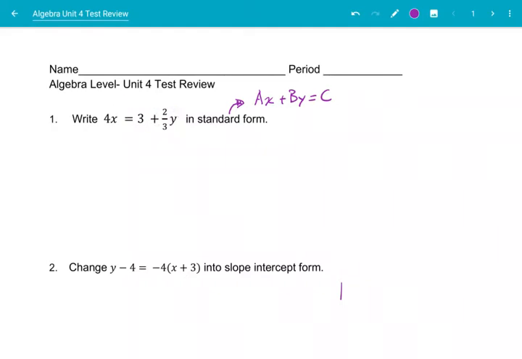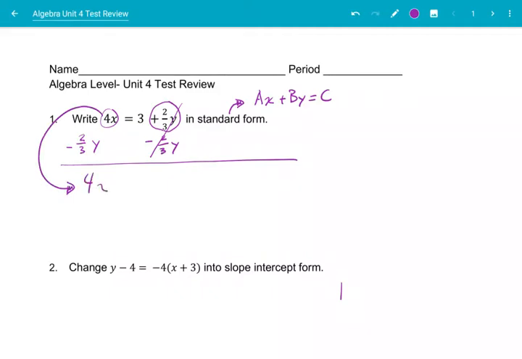So what we need to do is this. Let's subtract that, because this piece is being added right there. So we need to unadd it. Minus 2/3 y. That goes away. And I'm going to write this piece first, right down here: 4x minus 2/3 y equals 3. So we've got it in the right order now, but remember we can't have any fractions.